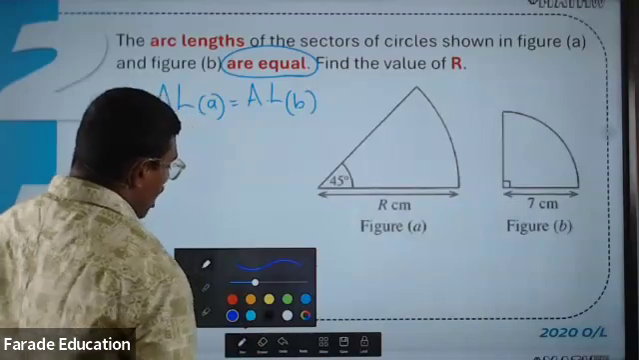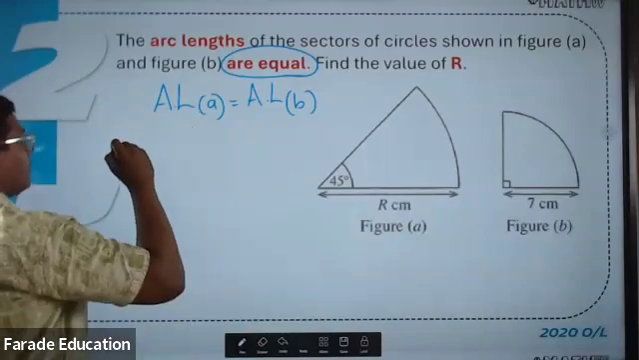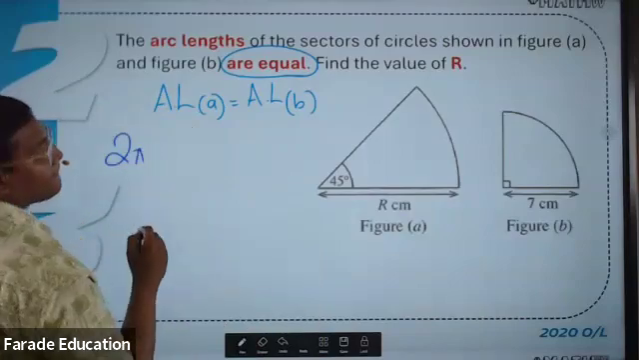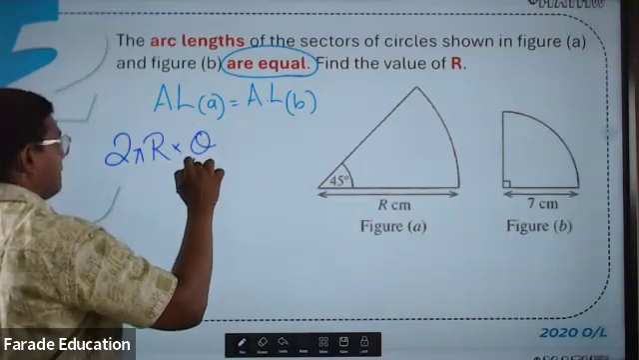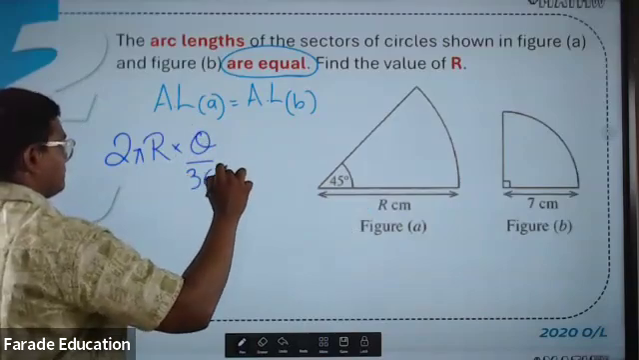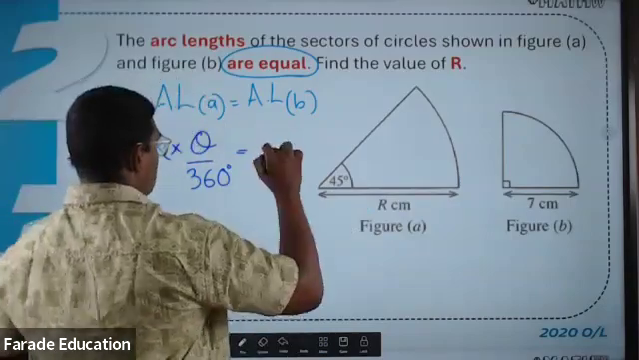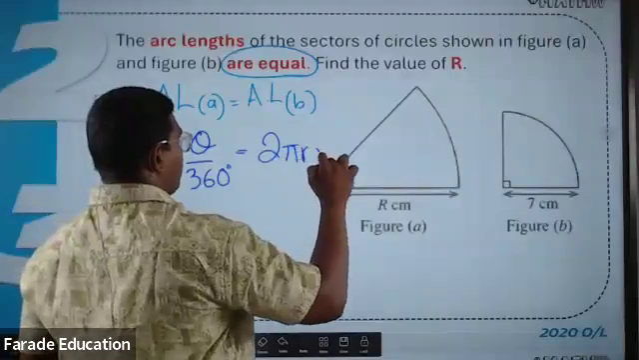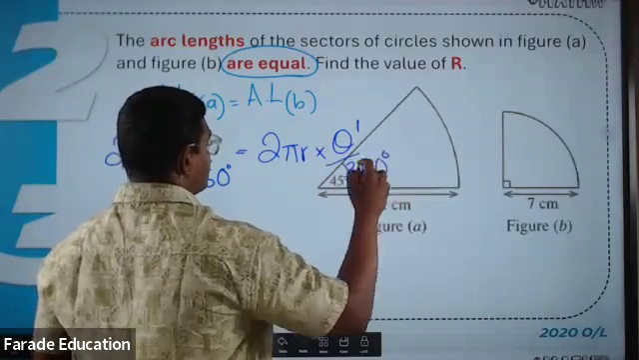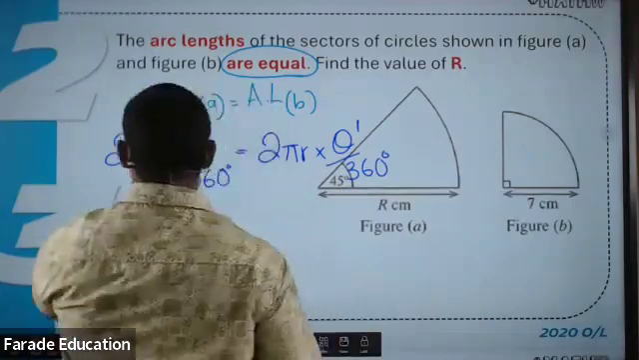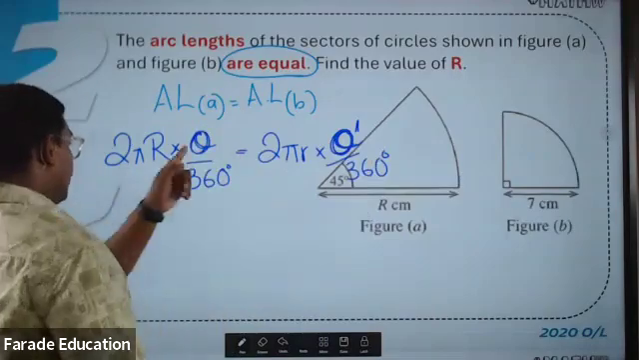Arc length of A and B are equal. Now, how do you find the arc length? These are arcs. It is 2 pi r, where the radius is capital R, into theta over 360. That is the arc length of A. The second one is 2 pi simple r into theta dash over 360. Why do I put theta dash? Here it's 45, here it's 90. I can't put theta for both. It's logically wrong, so that's why I put theta and theta dash.